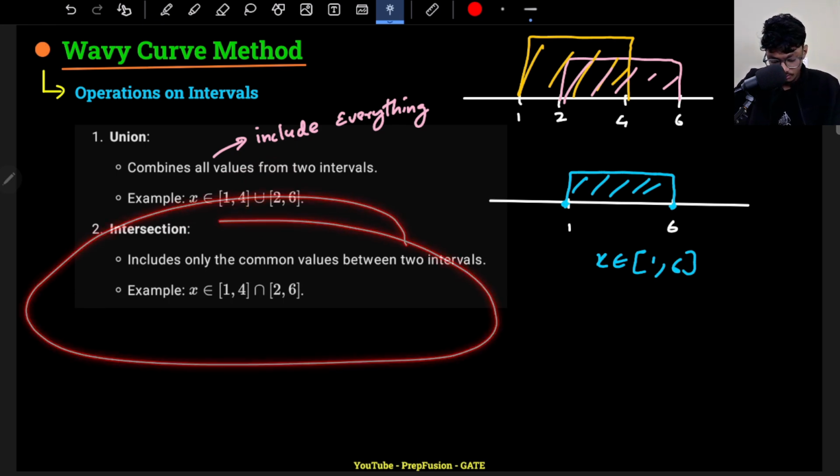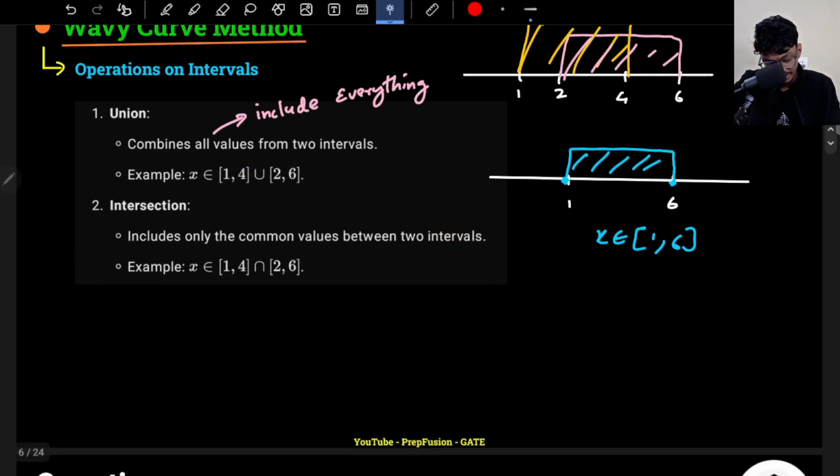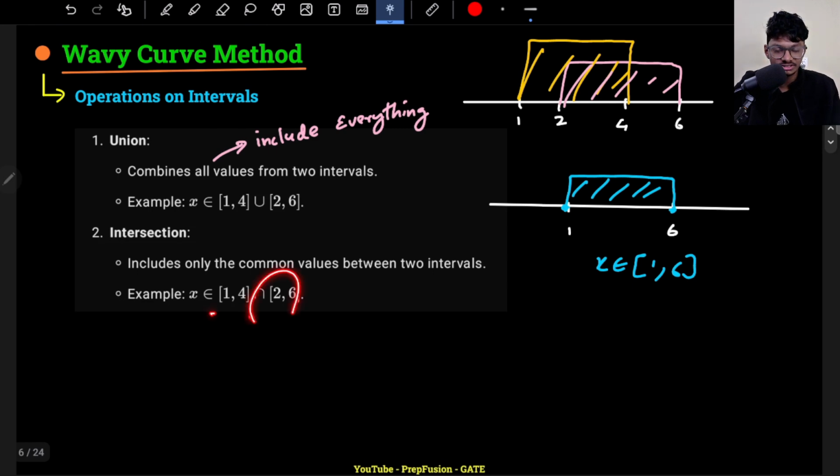Now, what is intersection? Let me take the same example: 1 to 4 intersection 2 to 6. Now what is the difference? I will only take the common values. What are the common values for these two regions? The common region is only between 2 and 4. Are 2 and 4 included? Yes, 2 is included here and 4 is included here. So my common region will be only this region.